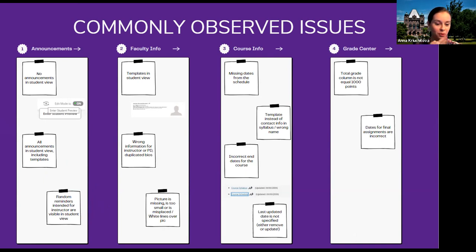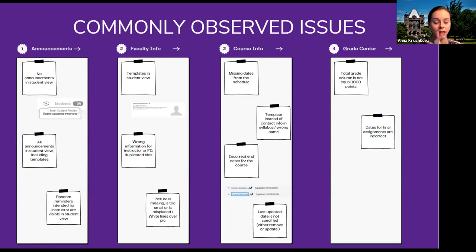Also, as I mentioned previously, random reminders intended for the instructor are visible in student view. Again, this type of message is more administrative and pertains to the faculty's work, and is not something that the students necessarily need to see.